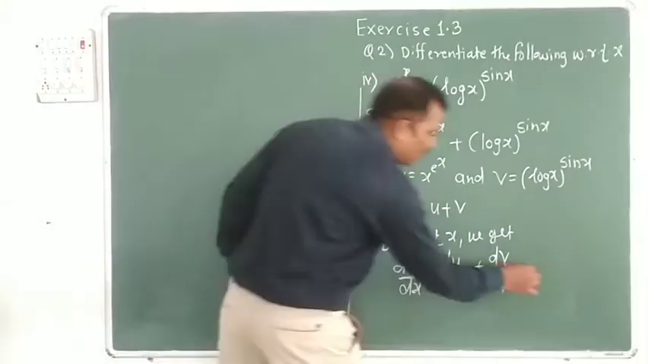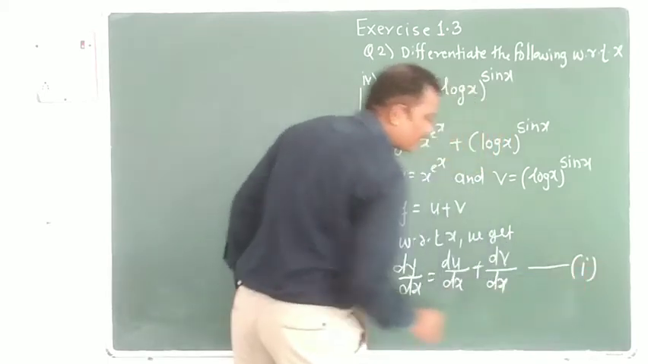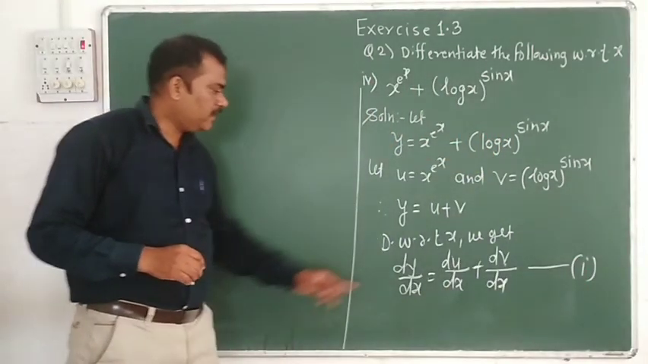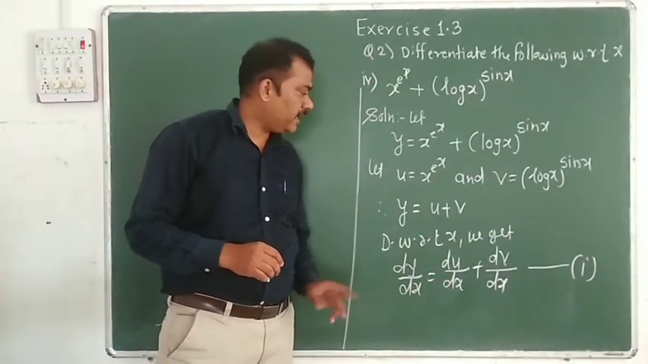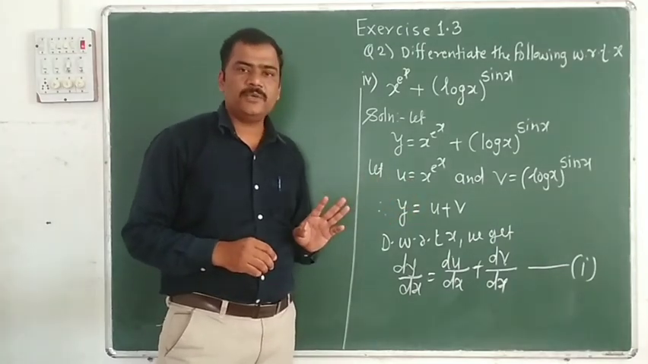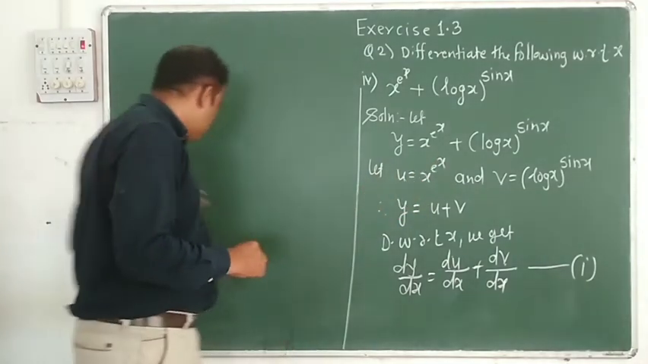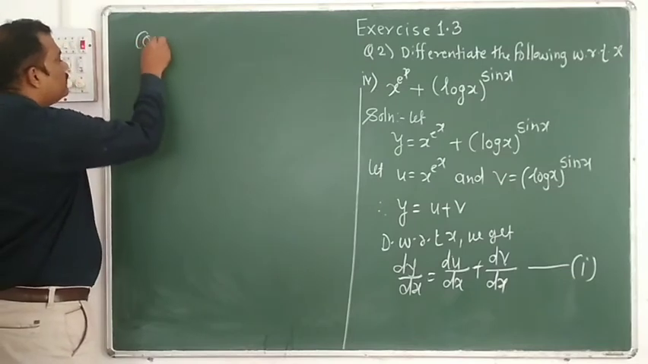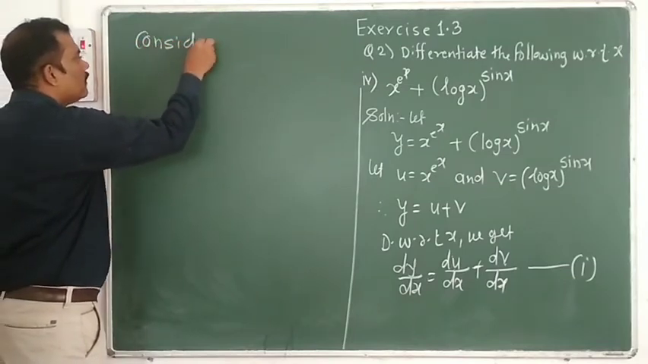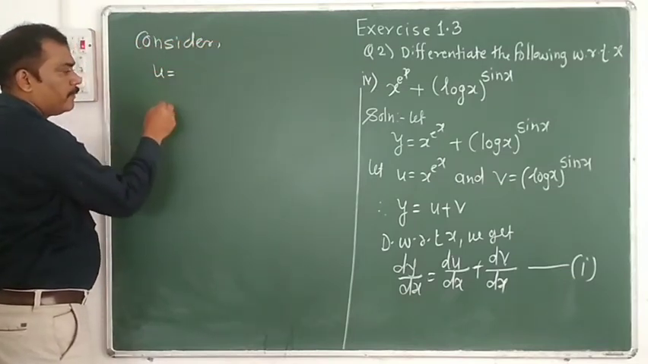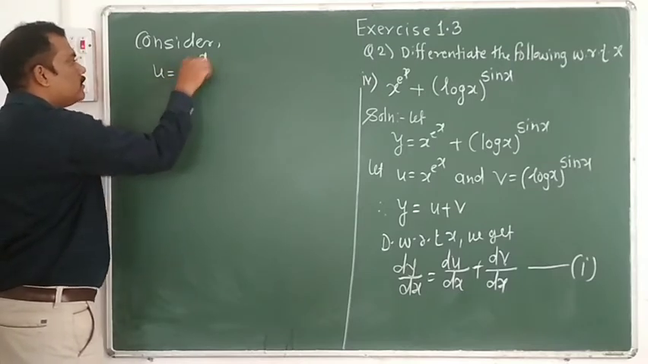Suppose that we give the number first. Now we have to find the value of du by dx and dv by dx. So first consider u is equal to x raised to e raised to x.